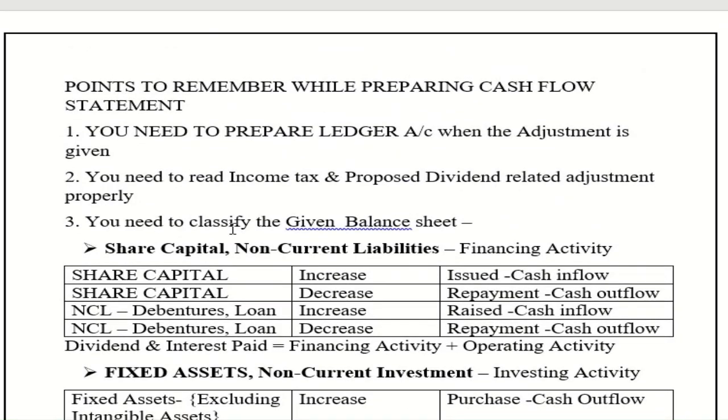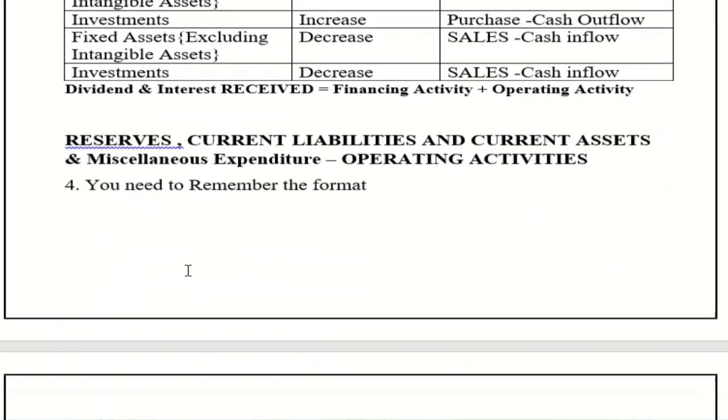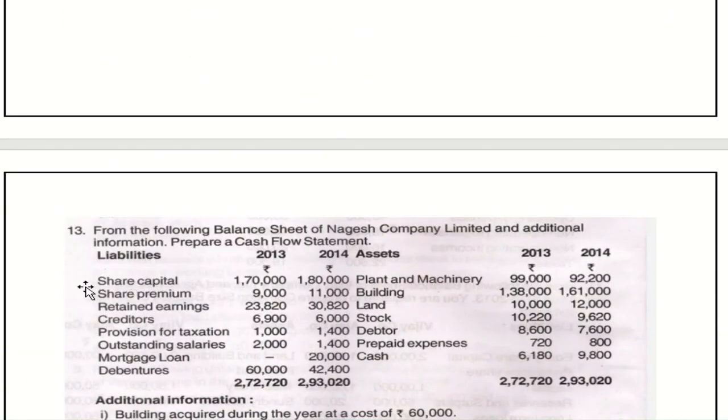and third thing, you need to classify the given balance sheet into share capital, non-current liabilities and so on. So look at this here. Share capital is which activity? It is a financing activity. The share premium is a financing activity. The retained earnings is nothing but the profit and loss account during the year, so you have to take the difference while calculating operating activities. Then creditors is a current liability, so it will come under operating activity.